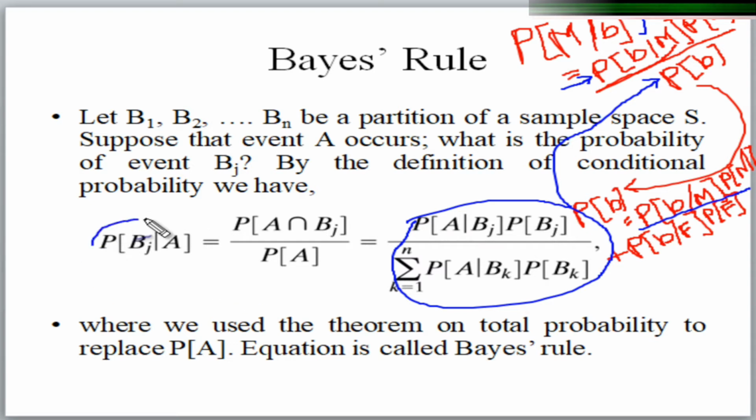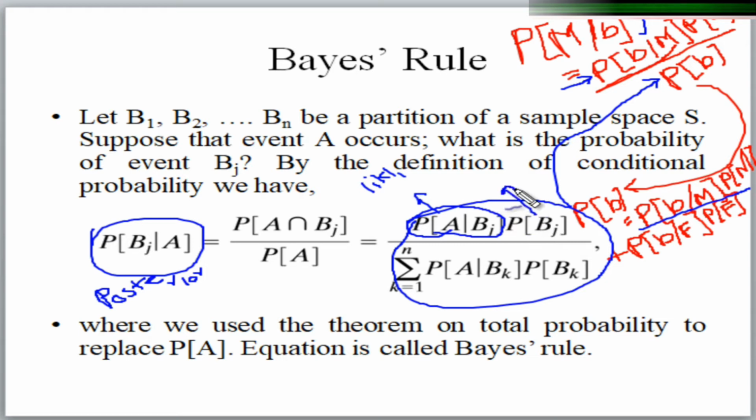So what will be this thing? This is called a posterior probability. And what is this? I have told you guys in class that this is called a likelihood. And what is this? This is a prior probability. Okay, prior. What is basically a prior?